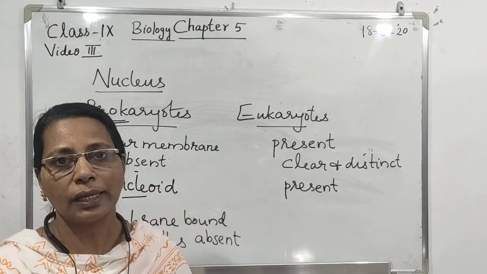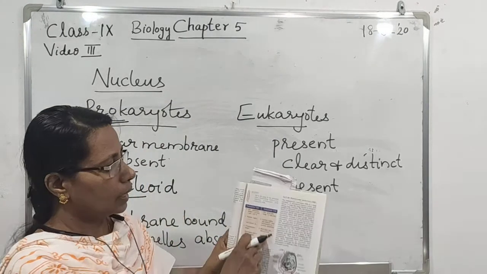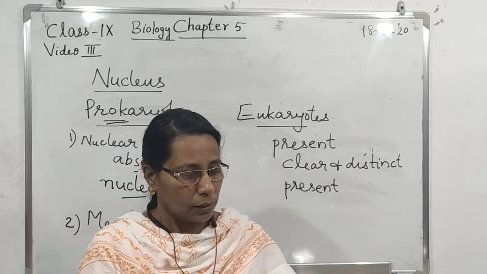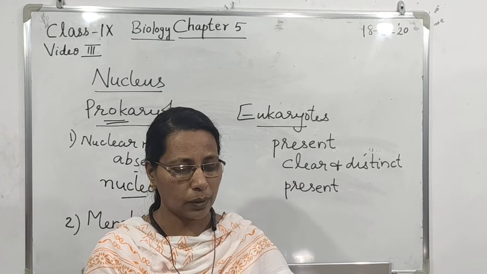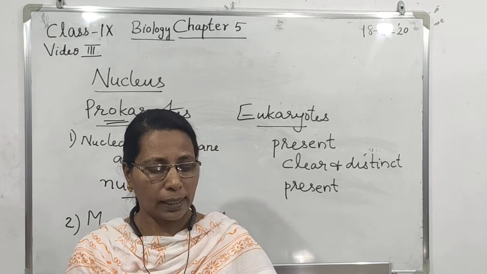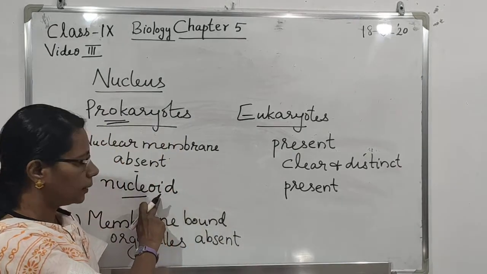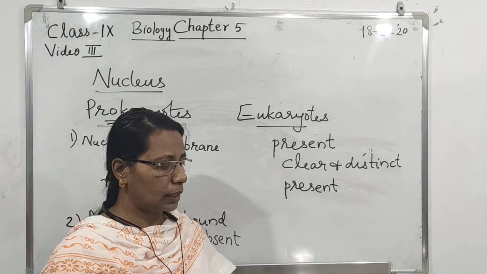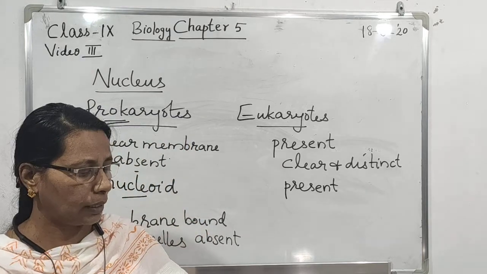There is a table in your textbook on page number 63, and do complete this table. First one, size: generally small in prokaryotes, generally large in eukaryotes. Nuclear region: poorly developed nuclear region known as nucleoid. Then in eukaryotic cells, nuclear region is well defined and surrounded by a nuclear membrane.